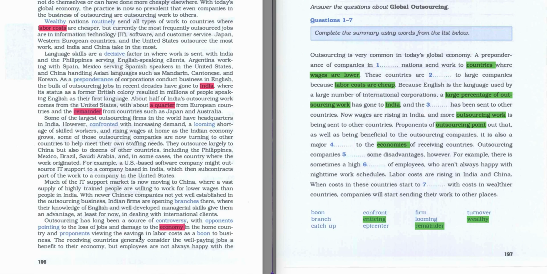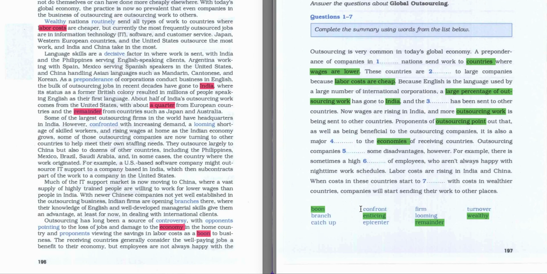Let's read this sentence. Outsourcing has long been a source of controversy, with opponents pointing to the loss of jobs and the damage to the economy in the home country, and the proponents viewing the saving of labor costs as a boon to business. What did it become? So it became a boon to the business. So it is also a major boon to the economies of receiving countries. It became a boon to the business. So our answer to the first question is going to be boon. And then we go further.